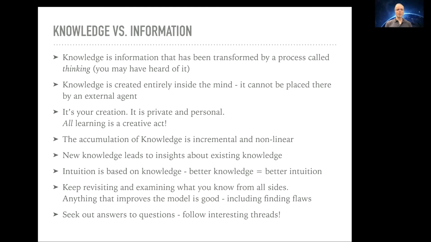And anything that improves the model, including finding flaws, is good, right? Oh, that's a mistake. I should not have done that. But I just improved my model, okay? So that's actually useful. I shouldn't feel like, oh, that was stupid, I should never have done that. So admitting error and admitting mistake is a way to optimize. It's a step towards improvement.